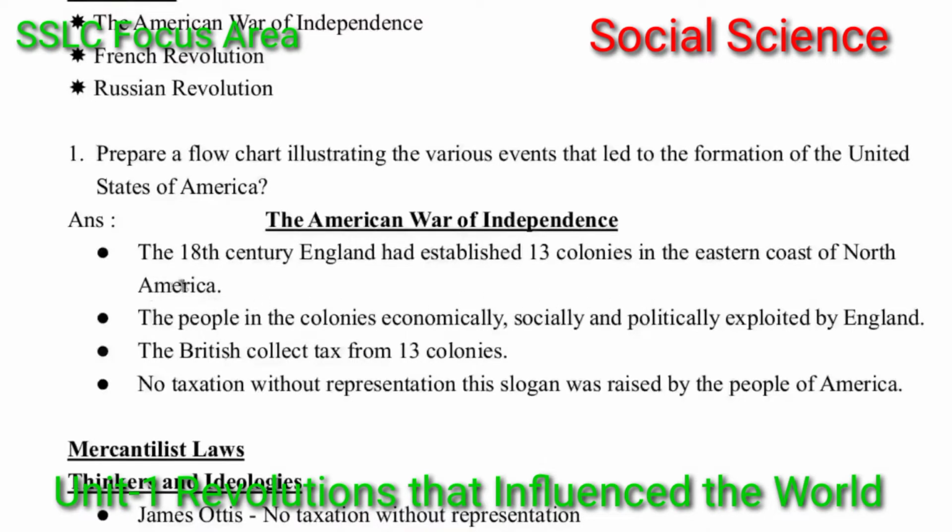First point, in the 18th century England had established 13 colonies on the eastern coast of North America. Second point, the people in the colonies were economically, socially and politically exploited by England. Third point, the British collected tax from the 13 colonies. Fourth point, no taxation without representation. This slogan was raised by the people of America. This is the introduction, and there are 4 points.